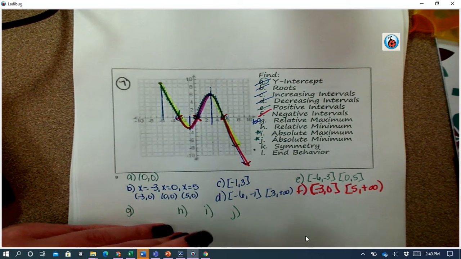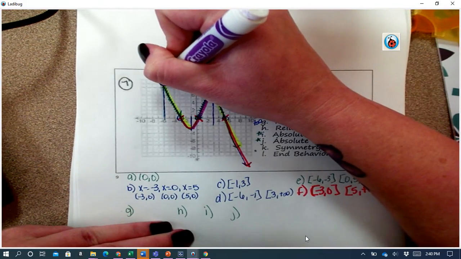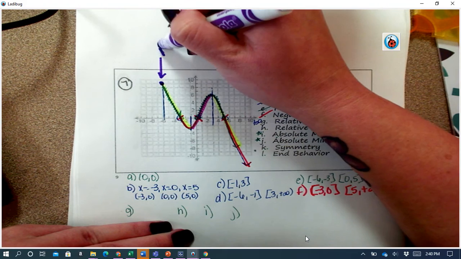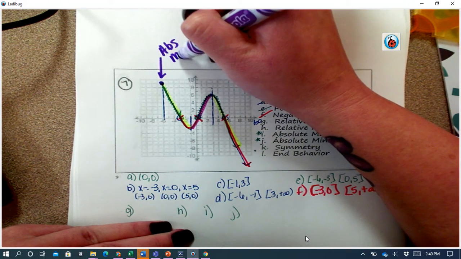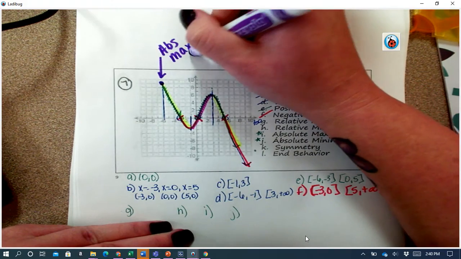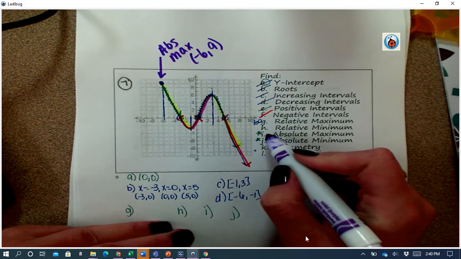So if you notice, this graph has a definite point right here. So that is the highest point. This would be your absolute maximum point, which is at -6, 9. So that would be I.